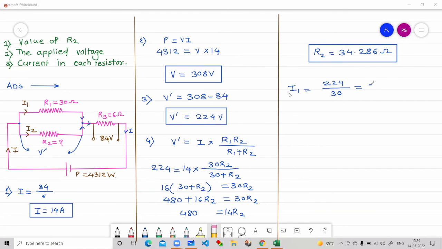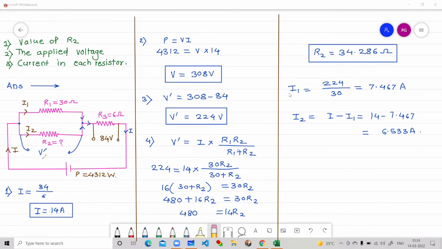7.467. So I1 is about 7.467 ampere. And I2 will be I minus I1. Total I minus I1. Total I is 14. 14 minus 7.467 will come out to be equal to 6.533.